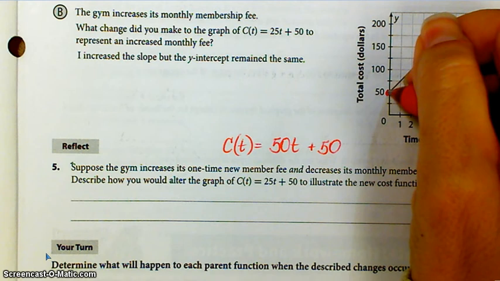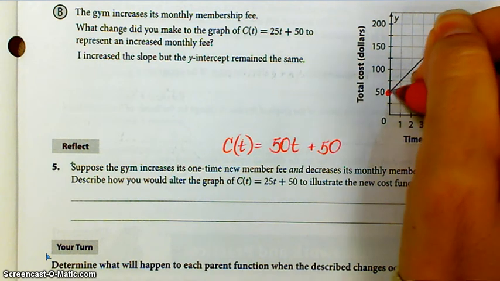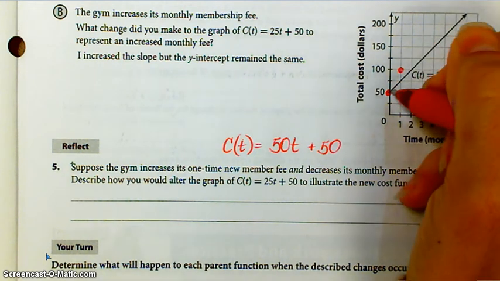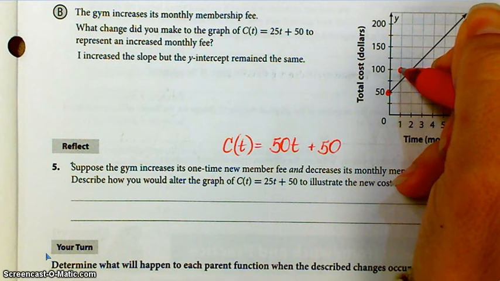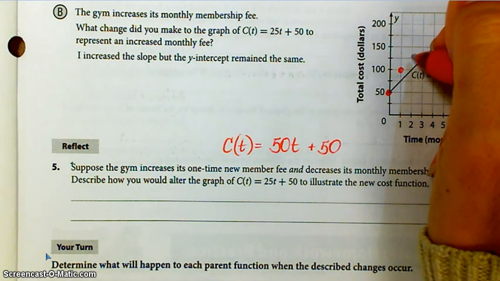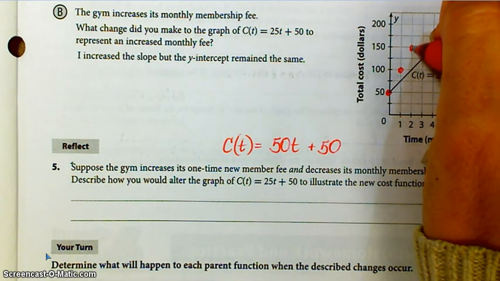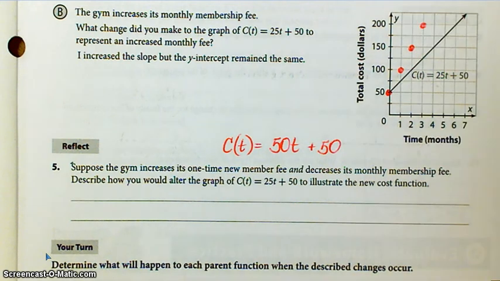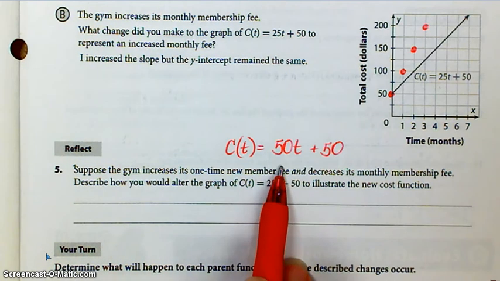So you pay $50 to begin, and then after 1 month, you've paid the $50 initial fee plus 1 month's worth for a total of $100. Another $50 for another month, another $50 for another month, etc. So you could see that increasing the monthly fee is increasing your slope, and that's going to make a steeper line.